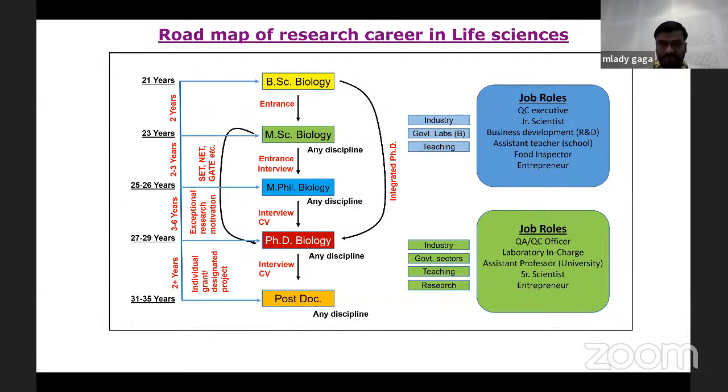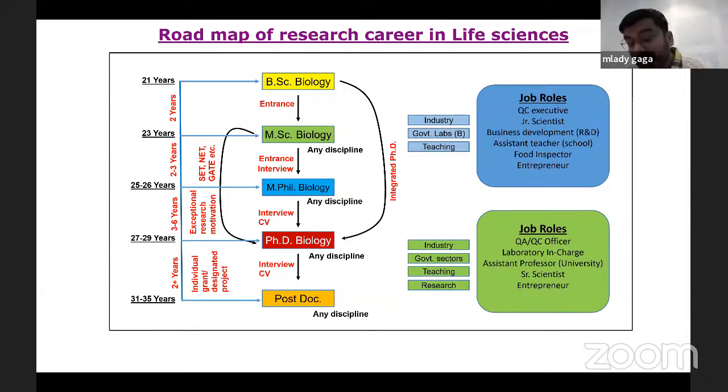If you have a PhD, or further research experience like a postdoc, you have more scope. But the scopes are also much more rigid. For example, you can go for industry, the government sector, university teaching, or research. Research means different kinds of labs, like CSIR labs, DBT labs, DST labs, like you can join NCL, NCCS, and so on. And there you will be laboratory in charge, assistant professor, senior scientist, and so on.